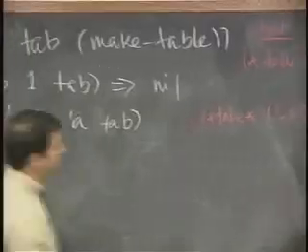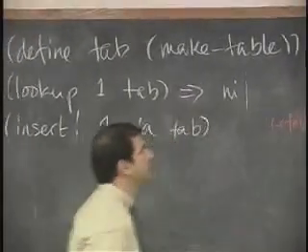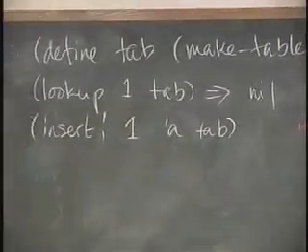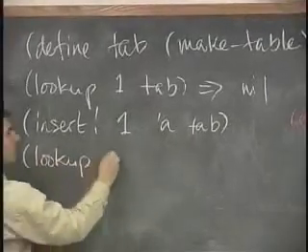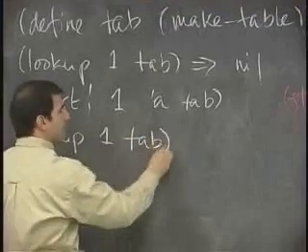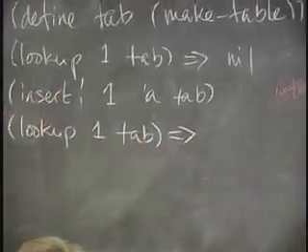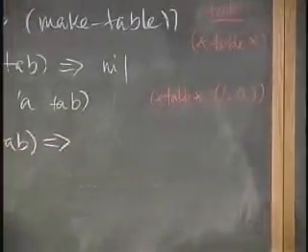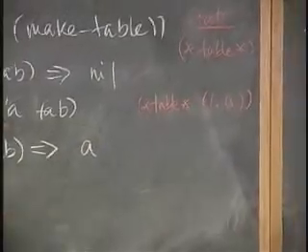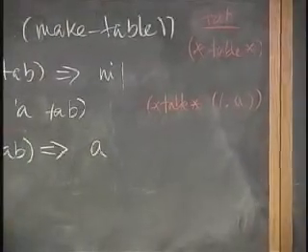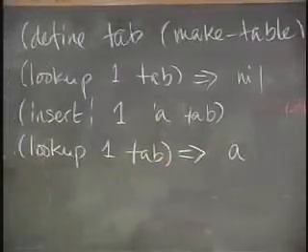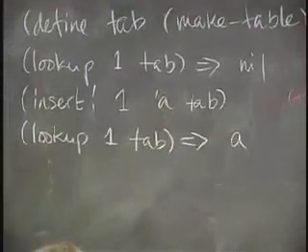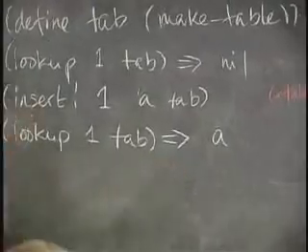And I should spell table correctly. So now if we do lookup of 1 and table, what will we get back? The symbol A. If we do an assoc of 1 and table, we would get 1.A. Because we are doing lookup, not just assoc, we get A.